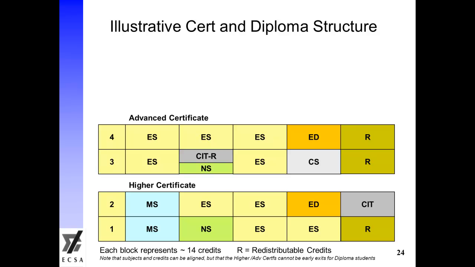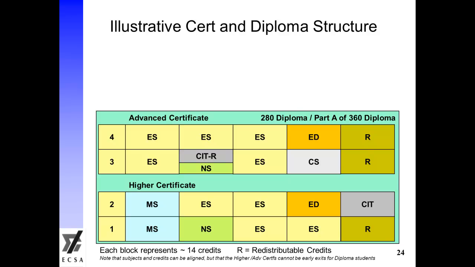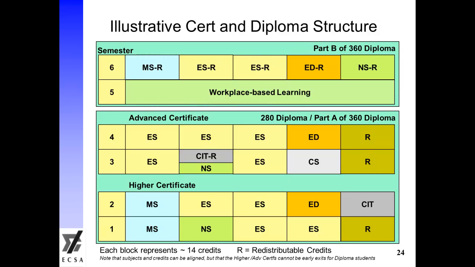Here we can see an illustrative, integrated certificate and diploma structure to facilitate progression and transfer of credits. Note that the higher certificate and the advanced certificate together form the 280 diploma, which is also equal to Part A of the 360 diploma. Students holding a 280 diploma will therefore have to complete Part B of the 360 diploma before they will be able to gain access to the advanced diploma.